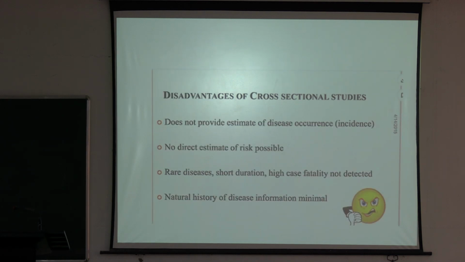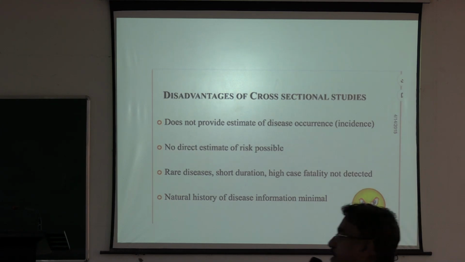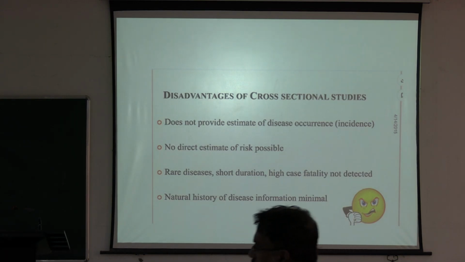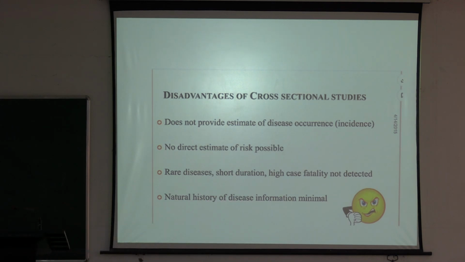Disadvantage is that it does not show you the true disease occurrence. There is no direct estimation of the risk also, and rare disease or short duration disease, high case fatality, not detected. Natural history of disease information is minimal. Okay. So you're just taking a cross-sectional study, you're not getting this data. That is, does not provide estimate of disease occurrence, no evidence of actual risk, disease with short duration cannot be detected, and natural history of the illness is minimal.